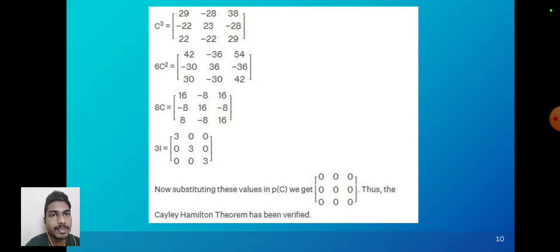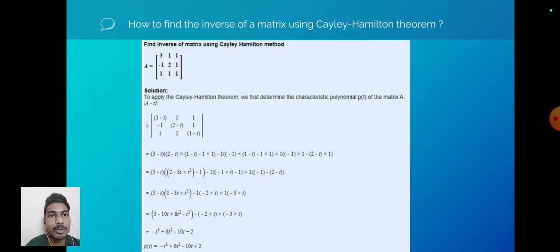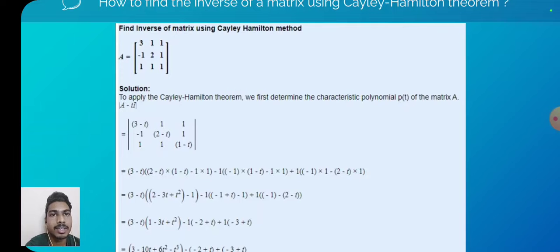So let's see what the theorem is used to find. The Cayley-Hamilton theorem is used to find the inverse and power of a matrix. So let's see how to find the inverse of a matrix using the Cayley-Hamilton theorem.